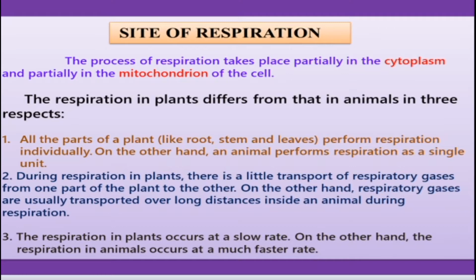And the third one: respiration in plants occurs at a slow rate. Very, very important. Plants always respire at a slow rate. On the other hand, respiration in animals occurs at a much faster rate. Plants respire individually in various parts, but it is a very slow process.